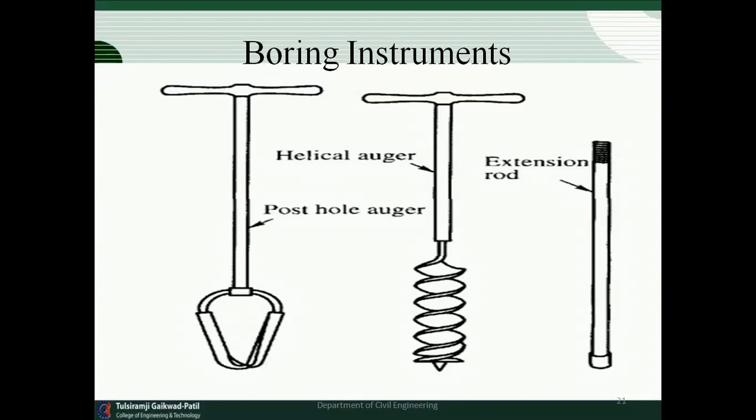These are the various boring instruments. Depending upon the nature of soil and the nature of the surface, we have to use various boring instruments as shown in the figure. First is the post hole auger, second is the helical auger, and third is the extension rod. These are all part of the boring, and as per the requirement and the atmospheric and surface conditions, we use this type of boring instrument.